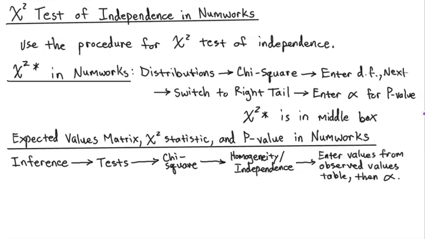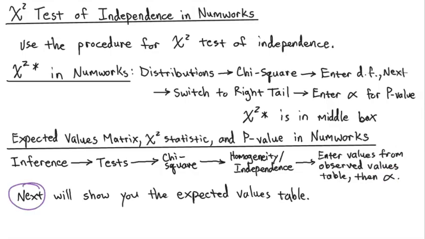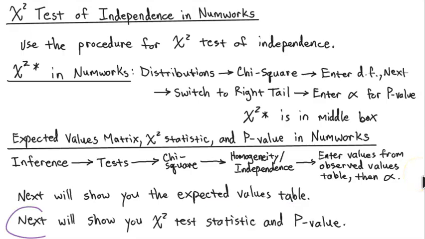Once you get in there, you'll see that you can enter values for an observed matrix, or an observed contingency table. So you enter all of the values from the observed values table, and then right under that, you enter the alpha for the test. Once you've done all that, clicking on next will show you the expected values table, and clicking on next after that will show you the chi-square test statistic and the p-value.